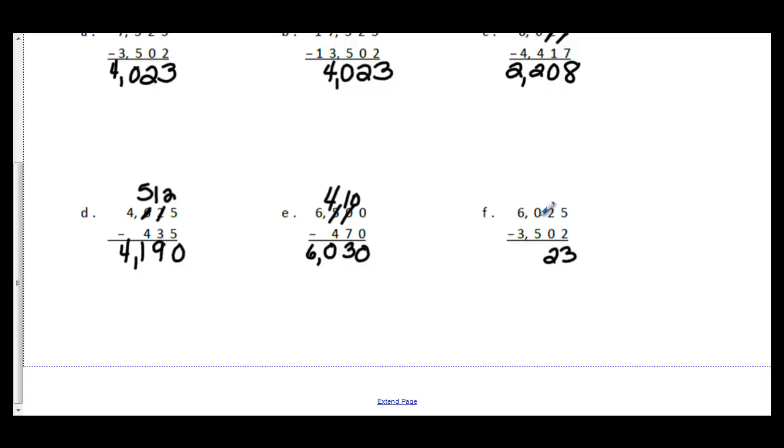Again, I have nothing. I have no hundreds, so I can't take away 5 hundreds. I have 4 thousands and decompose. Now I have 5 thousands. I have 10 hundreds.